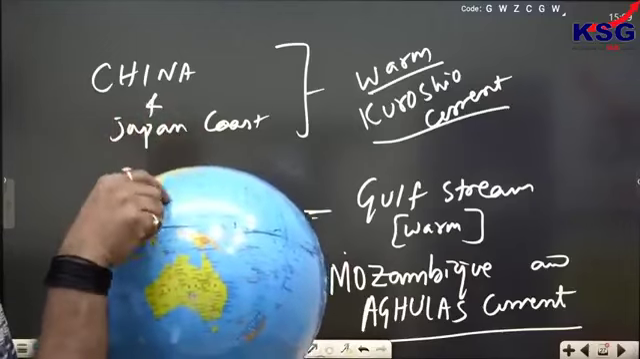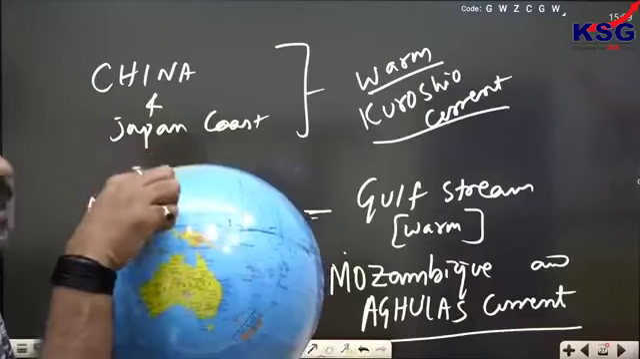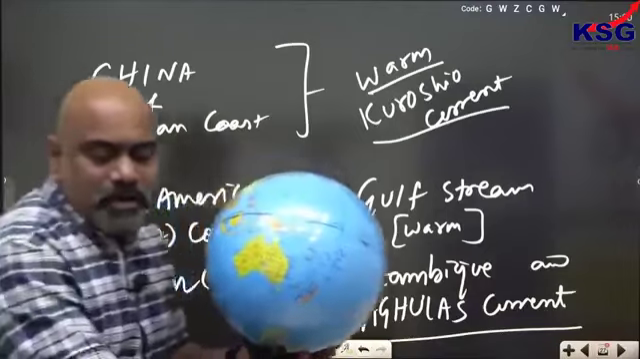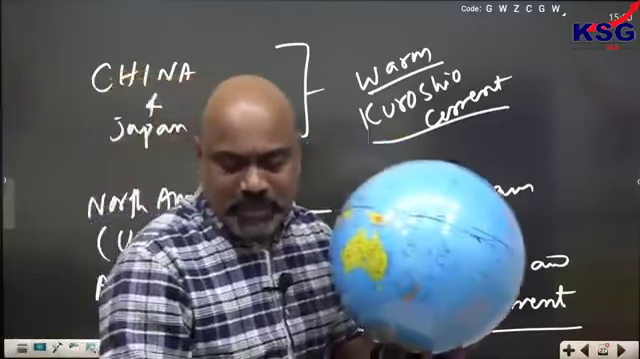So above this you have cloud formation, and rainfall is there because of the influence of the warm Kuroshio current. You got it now? Due to the impact of the warm Kuroshio current, it is like this.